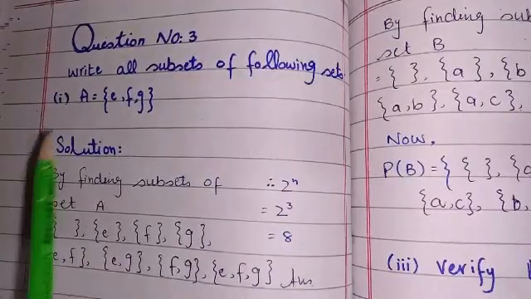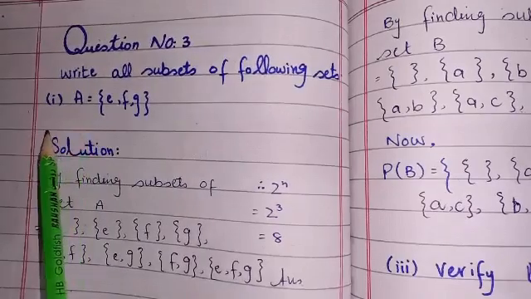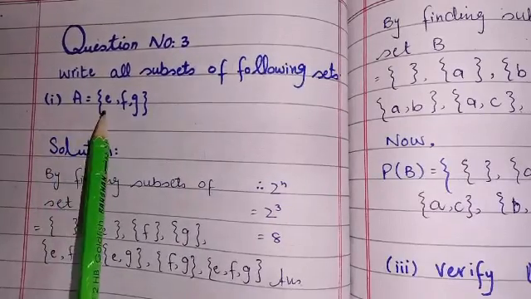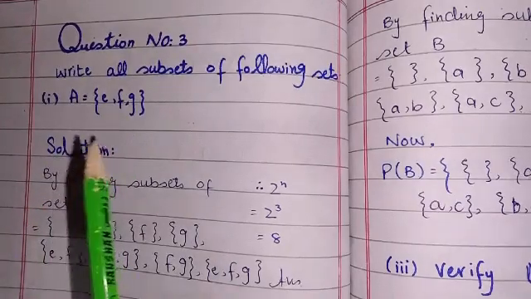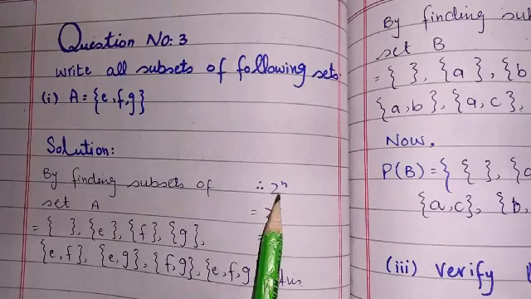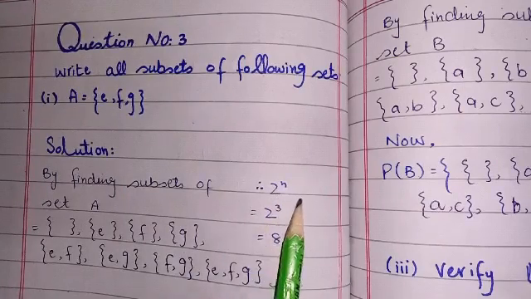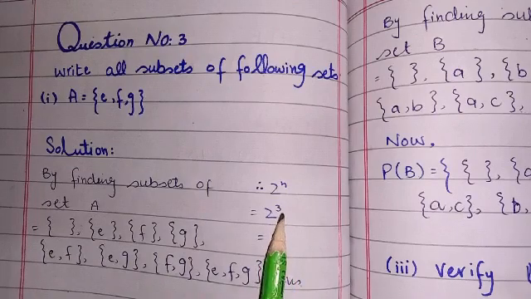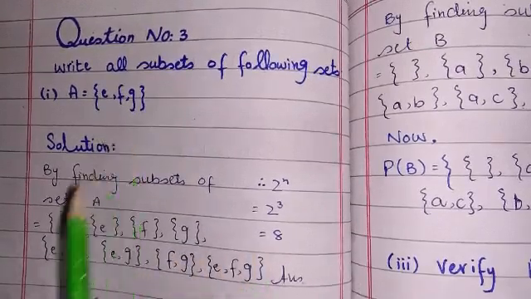Now students, here is our question number 3. Write all subsets of the following set. They gave us first A is equal to the set having elements E, F, G. Students, we have to find out the subsets. First we will find out how many subsets we have to find. Here is a formula 2^n which we use to find the number of subsets, where n represents the number of elements. Here we have 3 elements, so we will write 2 raised to power 3 is equal to 8. So we will find out the 8 subsets of the given set.